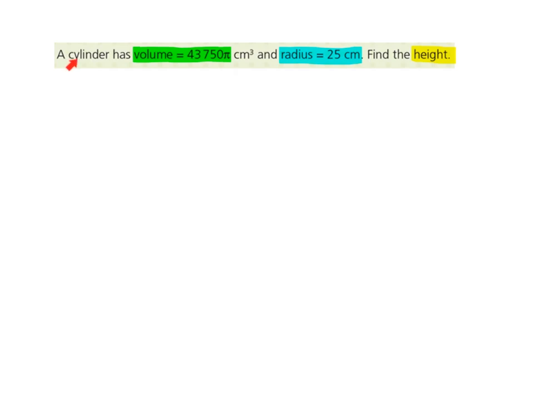A cylinder has a volume of 43,750 pi centimeters cubed and a radius equal to 25 centimeters. Find the height. So the first thing we want to do is write out the formula for the volume of a cylinder, and you can find this in your formula book.